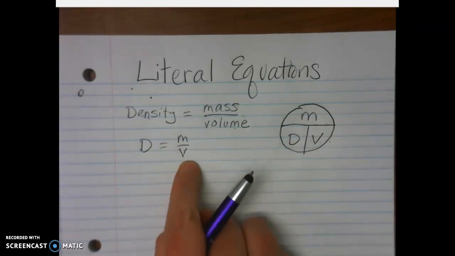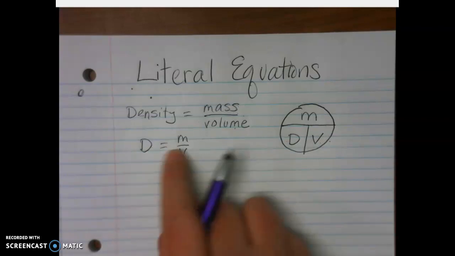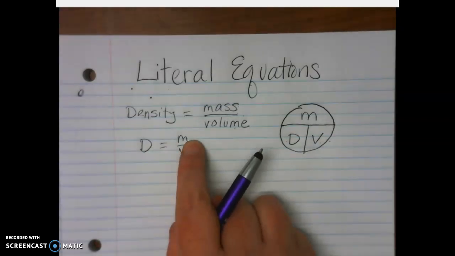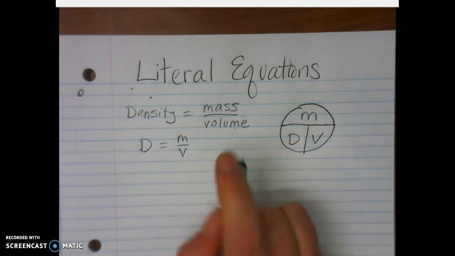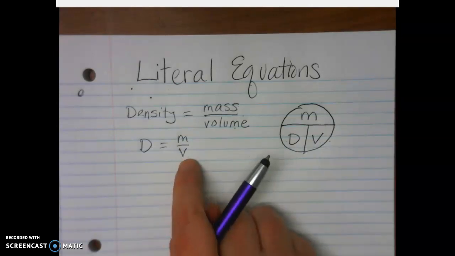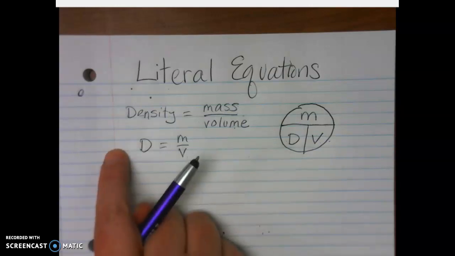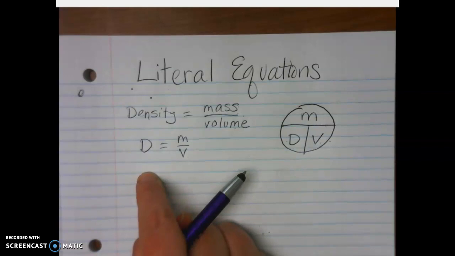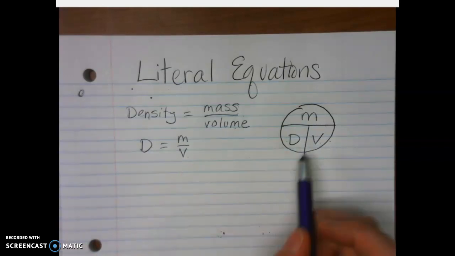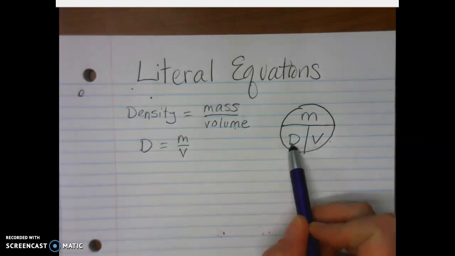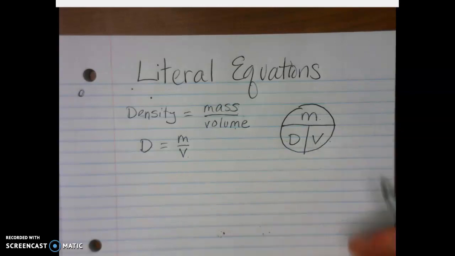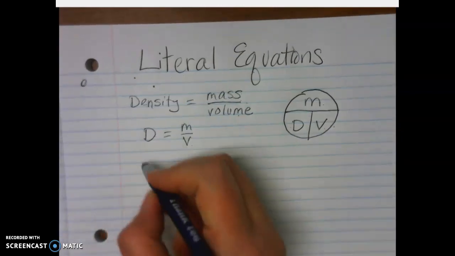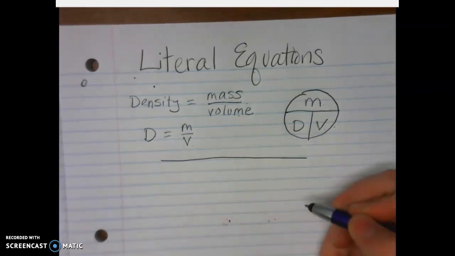So think about this right here, mathematically. If I wanted to get mass by itself, okay, I would multiply by volume, right? So I would multiply both of those by volume. Well, then I'd have volume times density gives me mass, which is what I just told you. Okay? Another one that works this way.